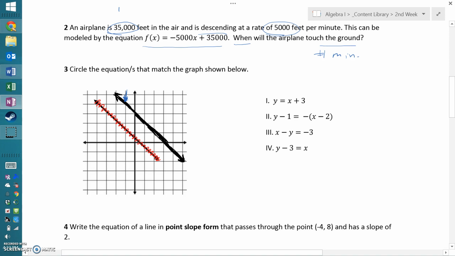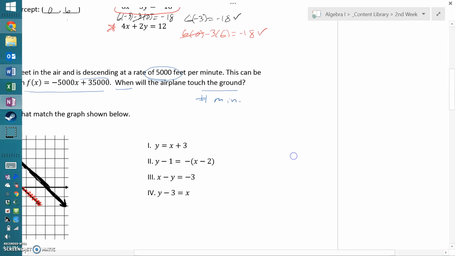All right, well, there are several things you can do. I'll just do this off here to the side. You can start with 35,000, and you can just take off 5,000. That'd be 30,000. Take off another 5. That'd be 25. Take off another 5. And you get the idea. You can keep counting and see, okay, that's 1 minute, that's 2 minutes, that's 3 minutes, and then at what point will you get to 0 or the ground?